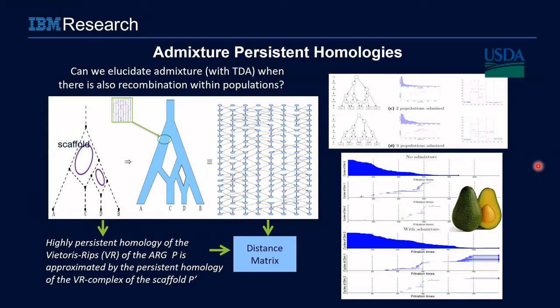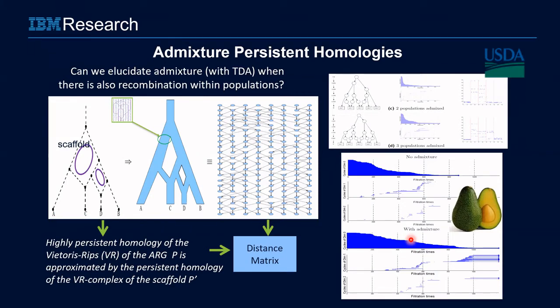The data here is from our collaborators in USDA on avocados, and we used cultivars which were admixed and which were not admixed, and using TDA we were able to detect the admixed cultivars.